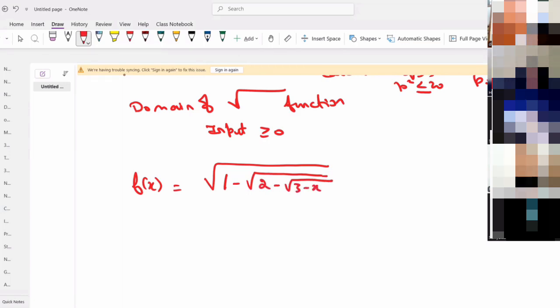So I've created a nested root here, okay? Let's say I'm asking you about its domain. So we'll discuss this and do it.